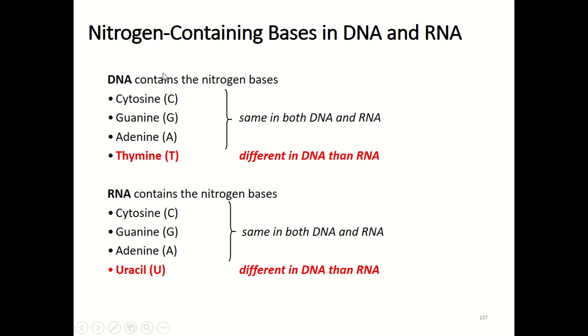So all of this is the nitrogenous bases that you can find in DNA: cytosine, guanine, adenine, and thymine. Meanwhile, this is the list of nitrogenous bases that you can find in RNA, which is cytosine, guanine, adenine, and uracil.